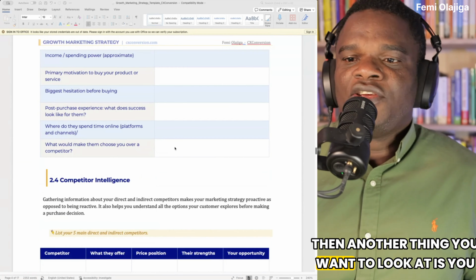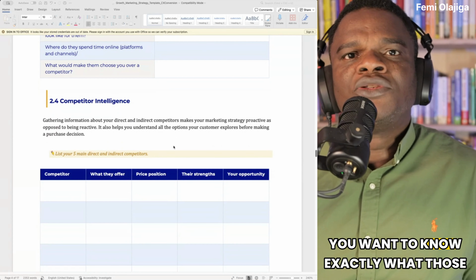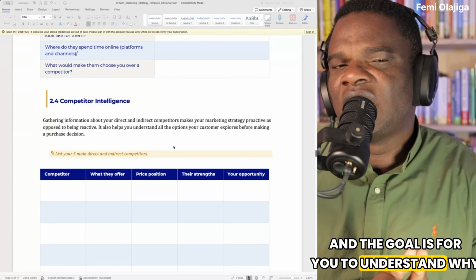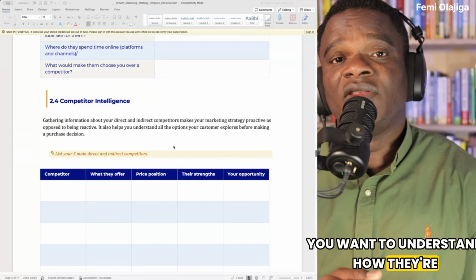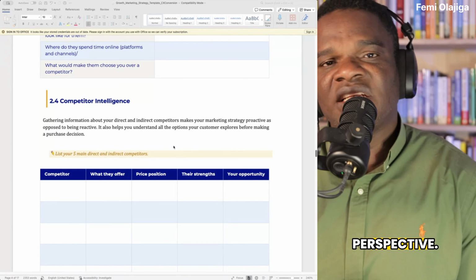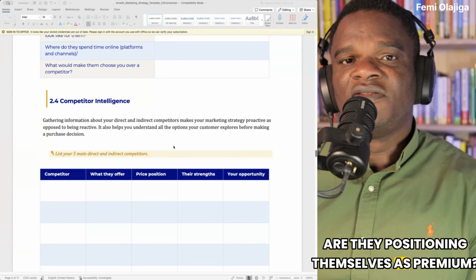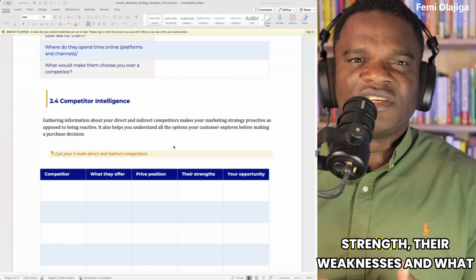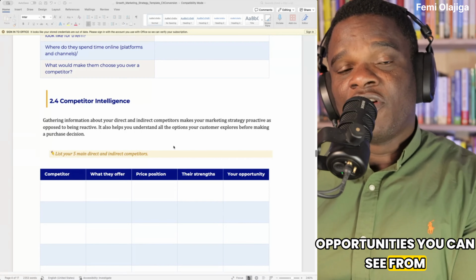Then another thing you want to look at is to drill down into your competitors as well. You want to know exactly what those competitors offer. And the goal is for you to understand why they're different and how they're different. You want to understand how they're positioning themselves from a price perspective. Are they positioning themselves as cheap? Are they positioning themselves as premium? How are they positioning themselves? And you want to understand their strengths, their weaknesses, and what opportunities you can see from studying them.